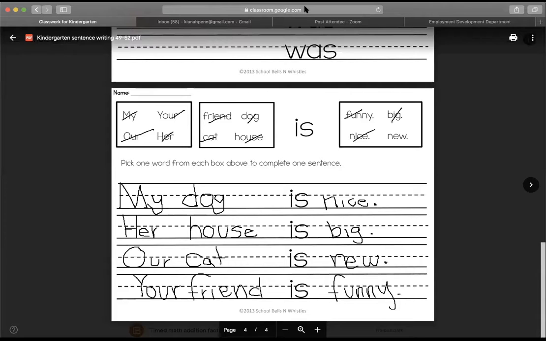Pat on the back or high five. Awesome. Good job. Now, Kyra, can you read your 4 sentences to us? My cat is nice. Our friend is funny. Your dog is new. Her house is big. Good job, Kyra. Pat on the back. High five. Awesome.